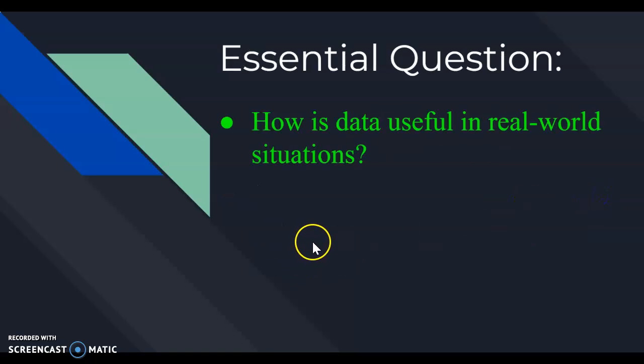Our essential question: how is data useful in real-world situations? We're just continuing to build on our answers for this question because we've had it for the entire week.